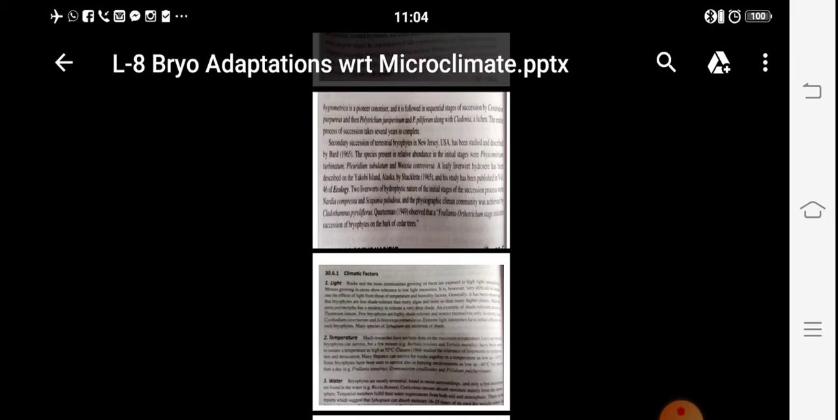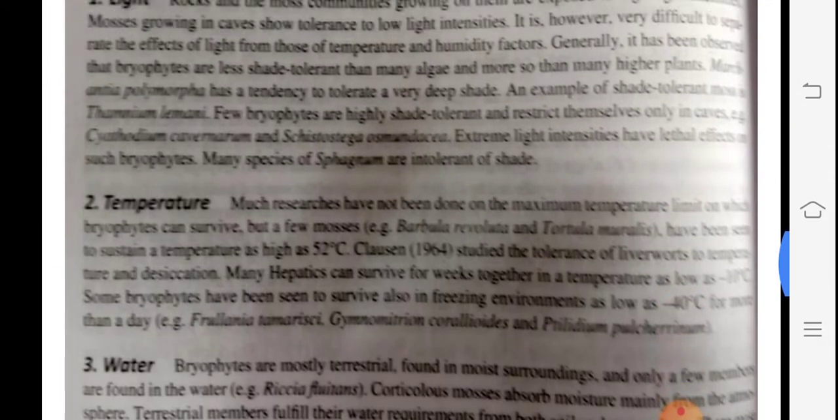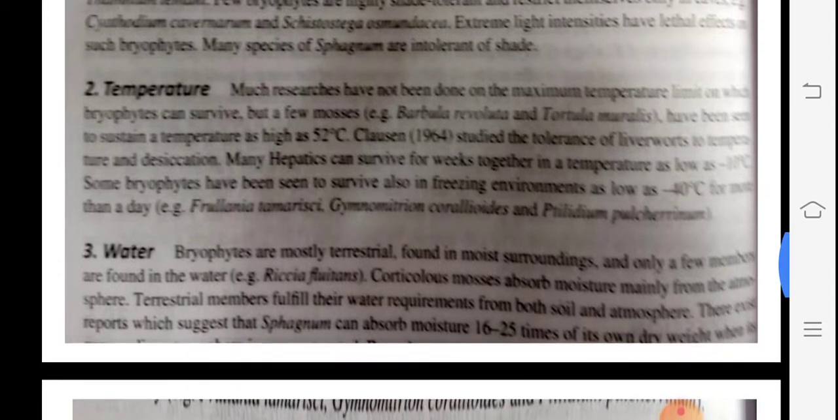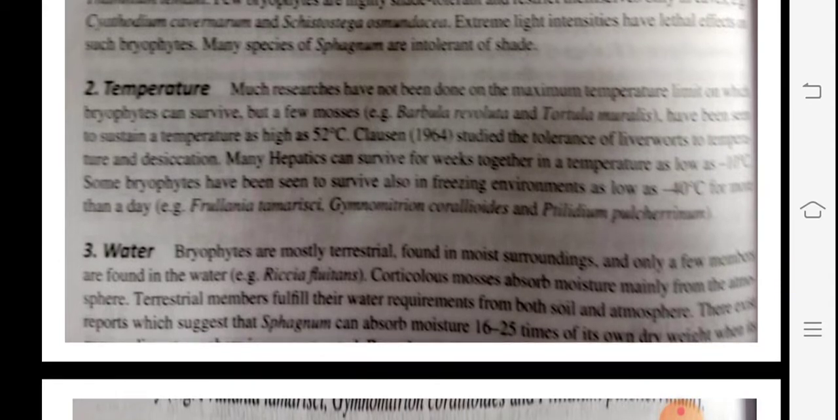Then temperature is also the same character. Temperature shows a maximum of up to 52 degrees Celsius. Some mosses like Barbula and Tortula generally grow in high temperature, whereas some liverworts are also reported at minus 40 degrees Celsius freezing temperature. So Frullania tamarisci, Gymnomitrium and Ptilidium, these species are reported. So you note these points.